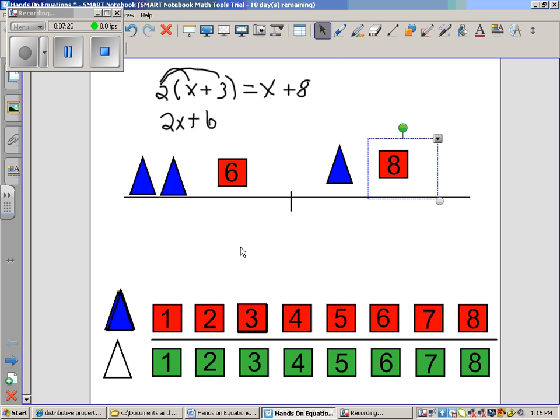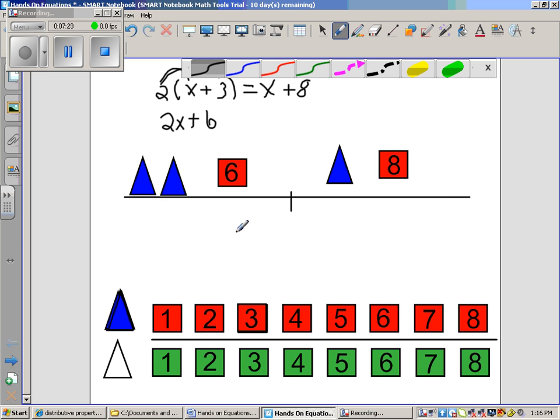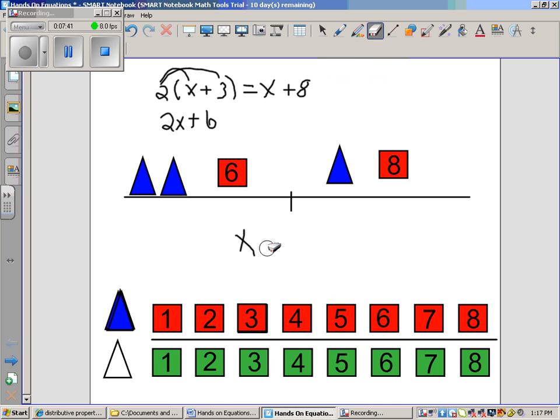Okay, remember to pause if you haven't solved yet. You should get, when solving this, that x equals 2, and your check when you plug 2 in, 2 plus 2 is 4, plus 6 is 10, and 2 plus 8 is 10, so you get 10 equals 10. Yes, that is correct.